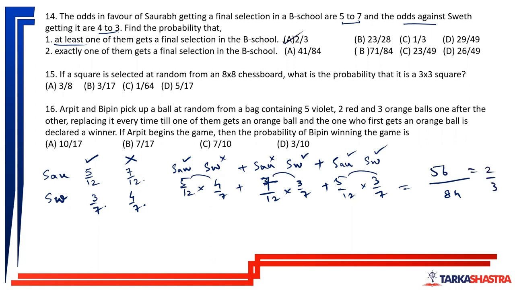And then next is exactly one of them gets the final selection. So this only either Saurabh is getting or only either Shwet is getting. So exactly one of them is getting. So 20 by 84 plus 21 by 84. That is 41 by 84. Okay. Moving forward.